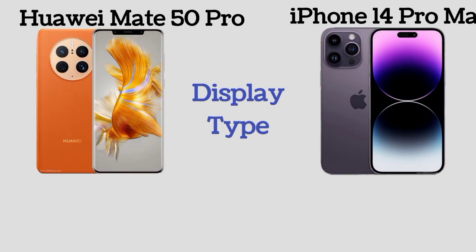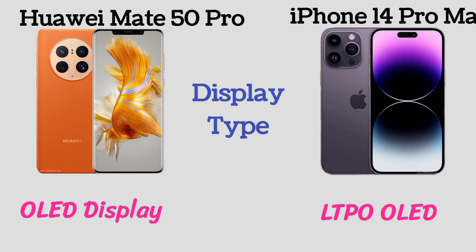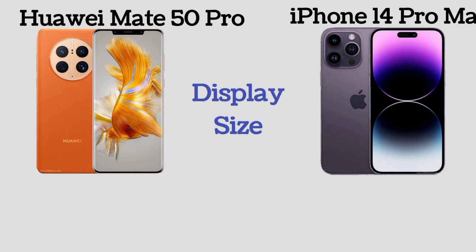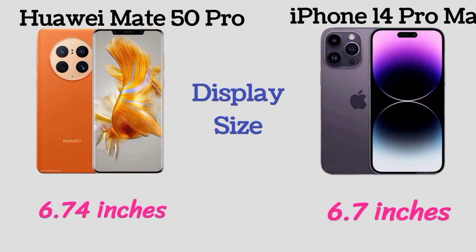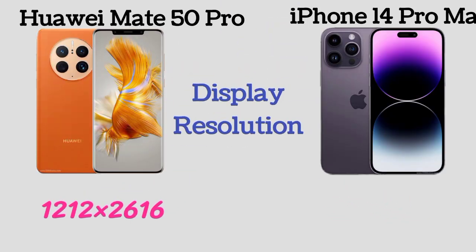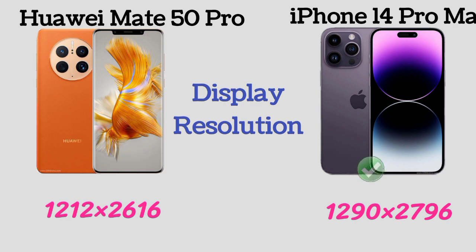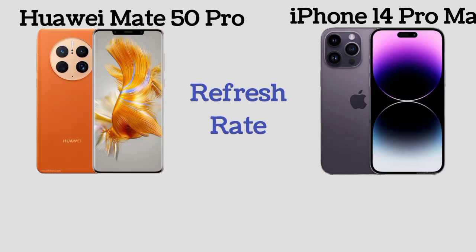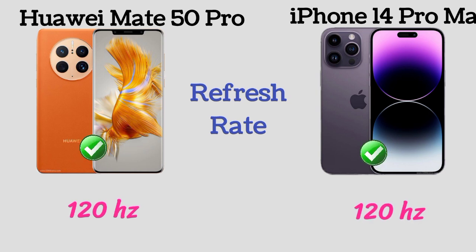Mate 50 Pro has OLED display and 14 Pro Max has LTPO OLED display. Mate 50 Pro has 6.74 inches display and 14 Pro Max has 6.7 inches display. Here is the display resolution of Huawei Mate 50 Pro and iPhone 14 Pro Max. Huawei Mate 50 Pro and iPhone 14 Pro Max, both phones have same 120Hz refresh rate.